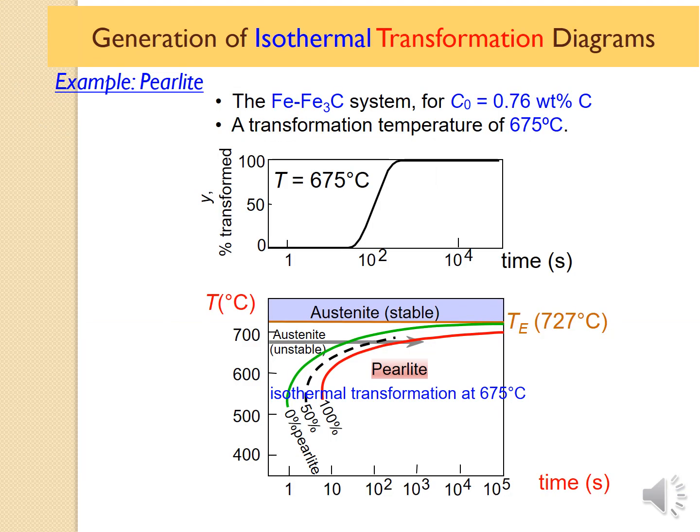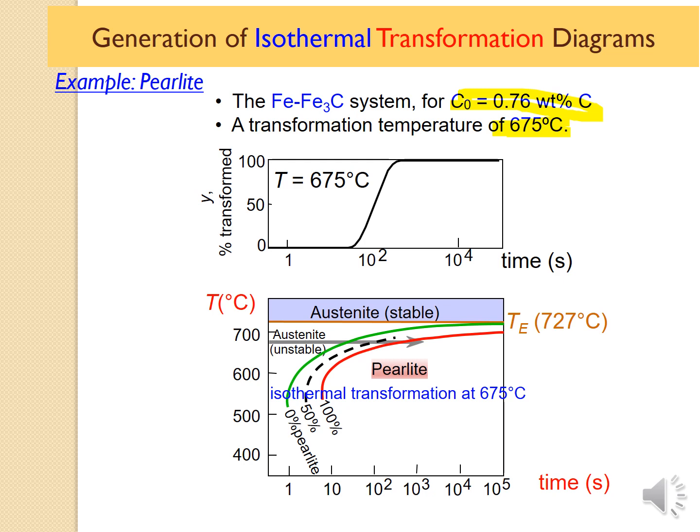Let's see how the TTT diagram is constructed. We have eutectoid alloy samples, usually with eutectoid compositions, and the samples will be austenitized, which means the temperature is above the eutectoid temperature, 727 degrees Celsius. So we only have austenite. Then we cool it down quickly to a lower temperature, below the austenite temperature. In this example, the temperature is 675 degrees Celsius.